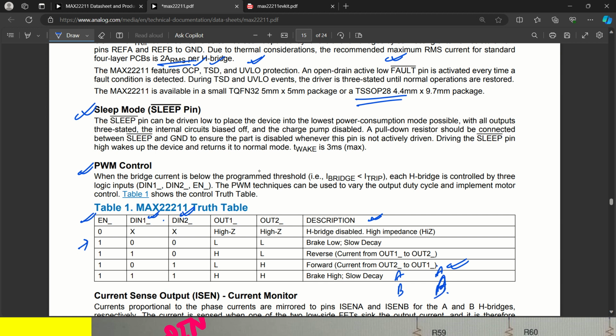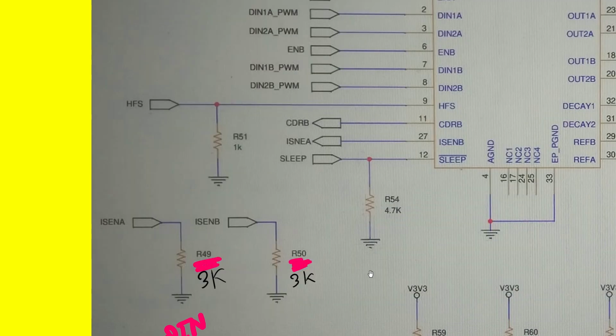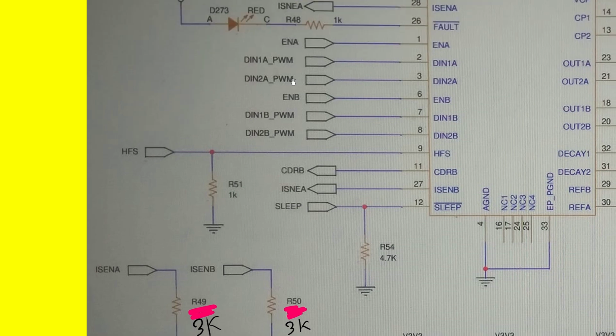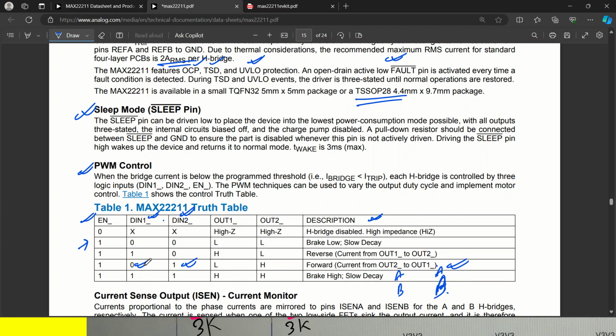Okay, so like that. My aim is to put D in 1 at 0 and D in 2 at 1. Let's come to this. On my D in pin, you can see D in 1B, D in 2B is PWM here, and D in 1A and D in 2A is here. Whenever you put this low and this high, then it will go. D in 1 I have to put low and D in 2 I have to put high.